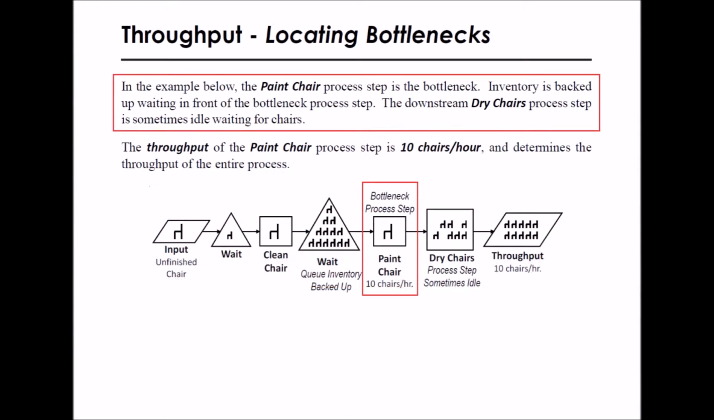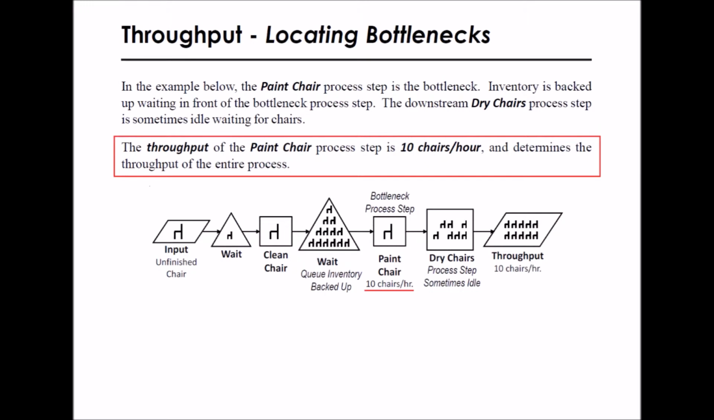In the example below, the paint chair process step is the bottleneck. Inventory is backed up waiting in front of the bottleneck process step. The downstream dry chairs process step is sometimes idle waiting for chairs. The throughput of the paint chair process step is 10 chairs per hour and determines the throughput of the entire process.